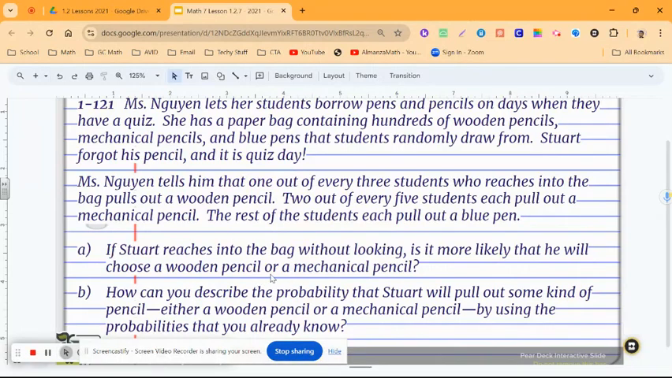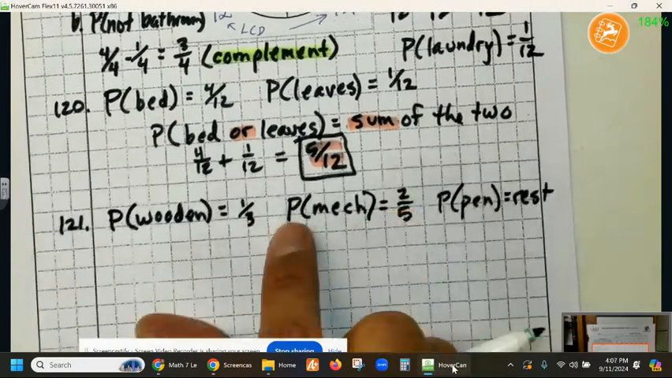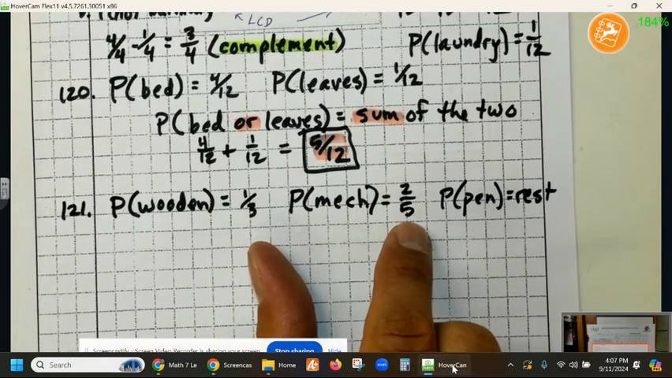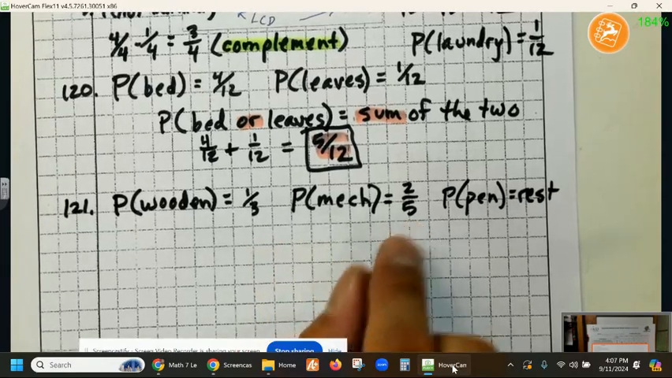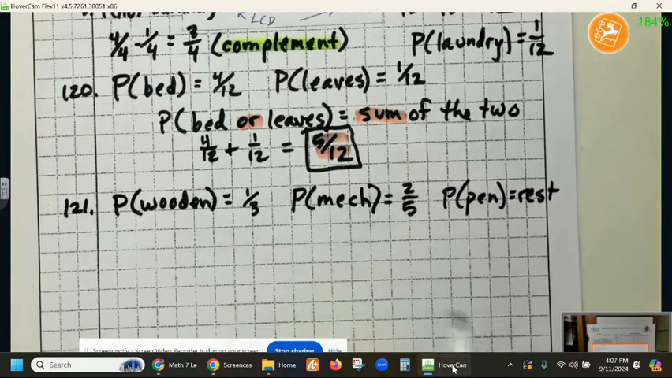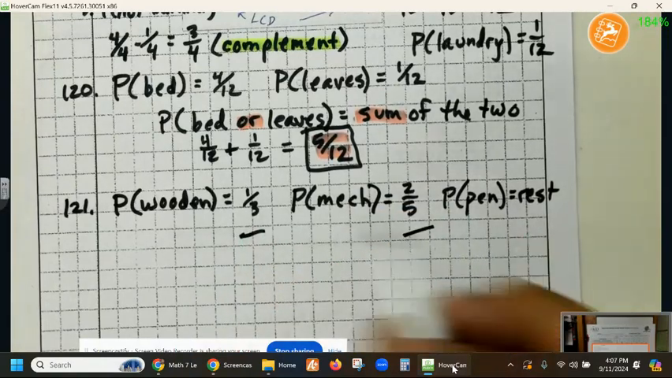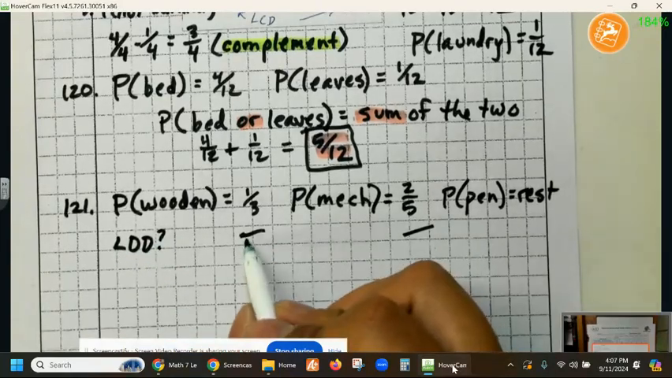Okay, now, first question, Stuart reaches into the bag without looking. Is it more likely that he'll choose a wooden pencil or a mechanical pencil? So which one of these is more likely? Okay, so we're comparing them. And one way to compare them is, well, let's see what it would be if they have the same denominator. Right, so 1/3 and 2/5. What is the least common denominator? It's 15.